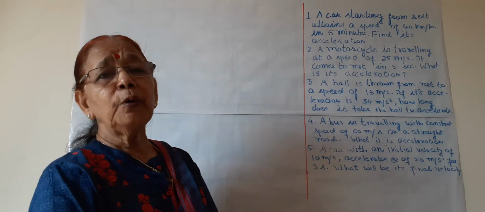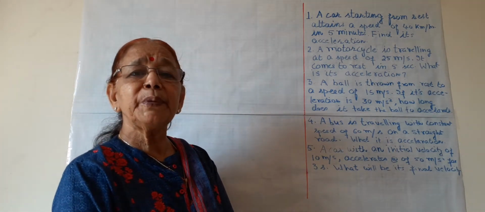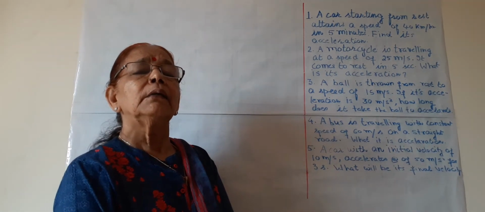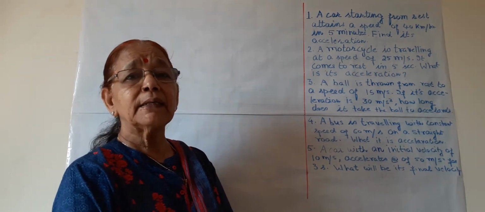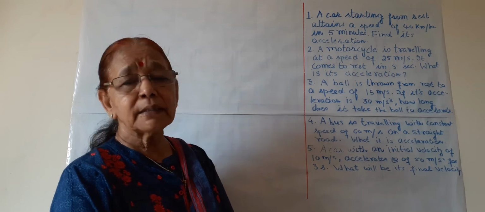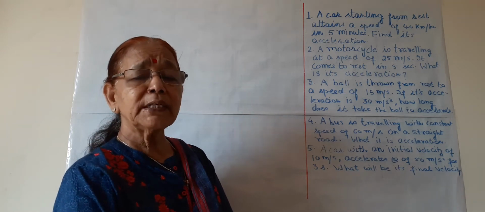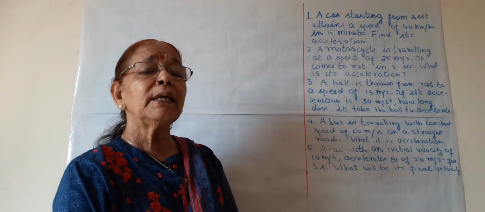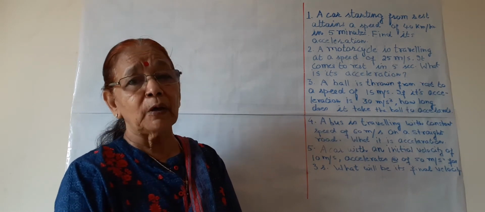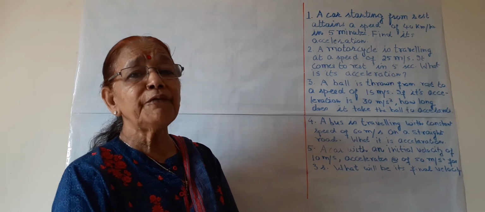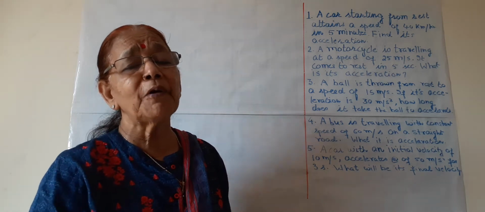All of us know about the speed. Speed is the rate of distance traveled, that is distance upon time. This is speed. And what is velocity? Velocity is speed with a direction. Now what is uniform and non-uniform motion?